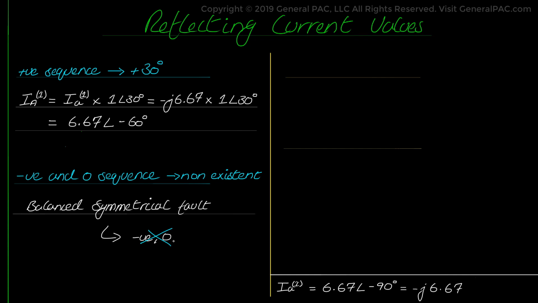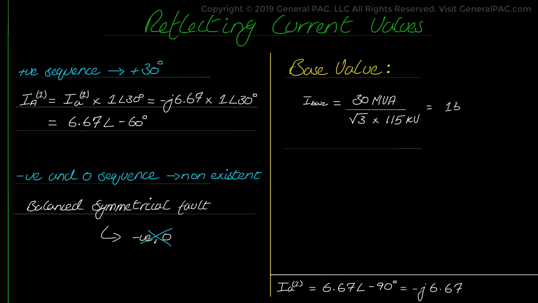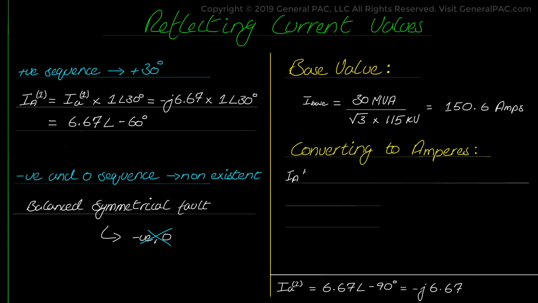Now, to convert these per unit values to ampere values in sequence components, we have to set up a base, but this time we are working on the high voltage side. So we divide the power value of 30 MVA by the high voltage side of the transformer, 115 kV, and we get 150.6 amps. And we just multiply the per unit quantities with the base values to get the ampere quantities for the sequence components. We get 1004 amps at the angle of negative 60 degrees for positive sequence current.